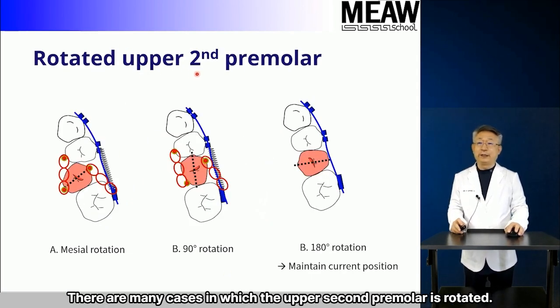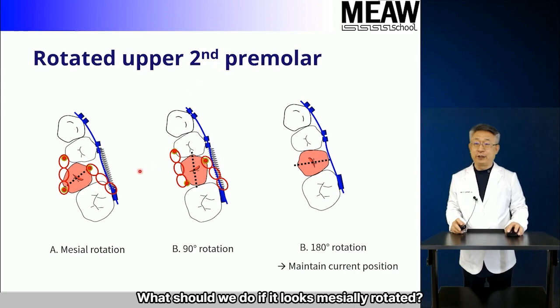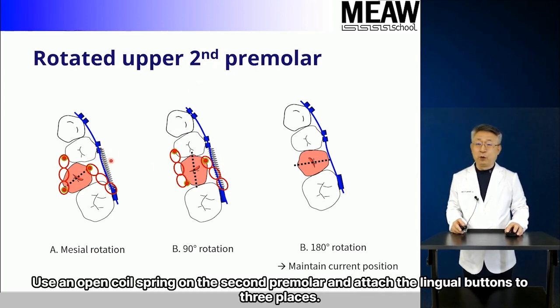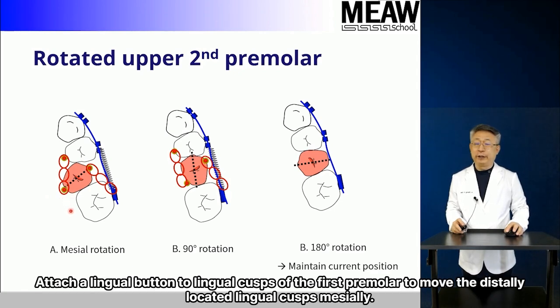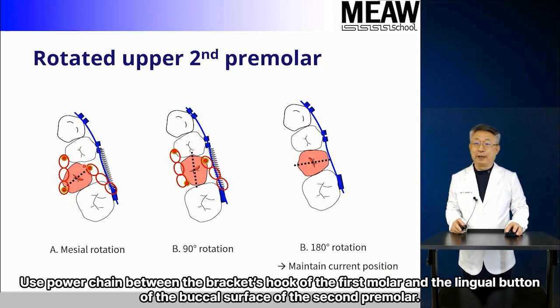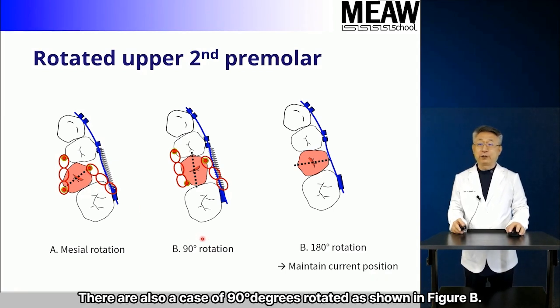There are many cases in which the upper second premolar is rotated. What should we do if it looks mesially rotated? Use an open coil spring on the second premolar and attach the lingual buttons to 3 places. Because of the mesial rotation, the lingual cusp is located in the distal position. Attach a lingual button to the lingual cusps of the first premolar to move the distally located lingual cusps mesially. Use a power chain between the bracket's hook of the first molar and the lingual button of the buccal surface of the second premolar. There is also a case of 90 degrees rotation as shown in Figure B.